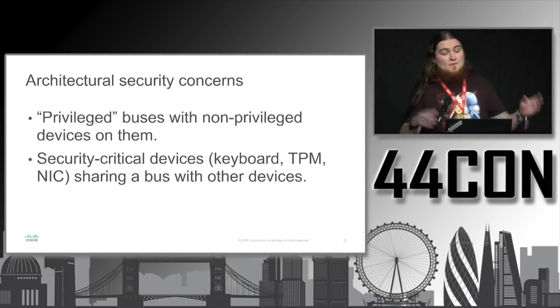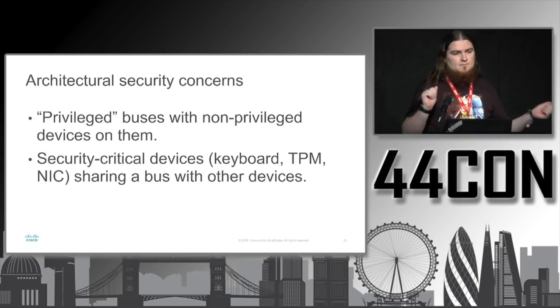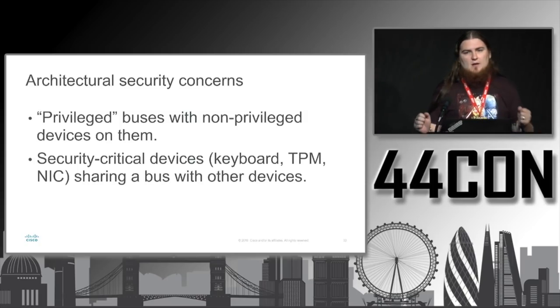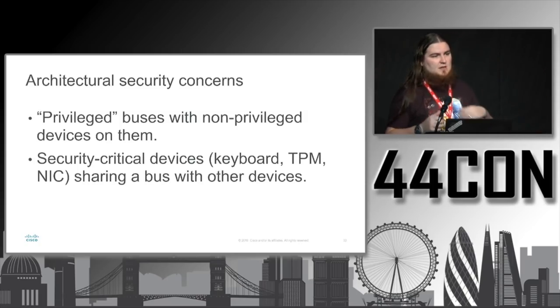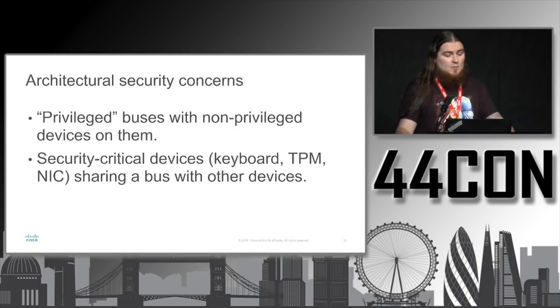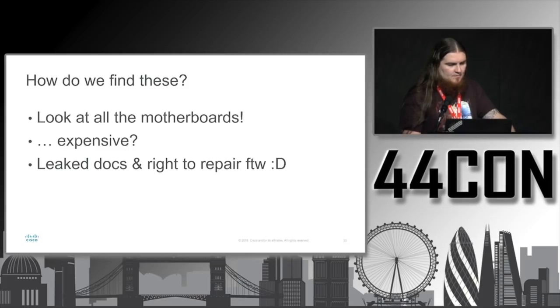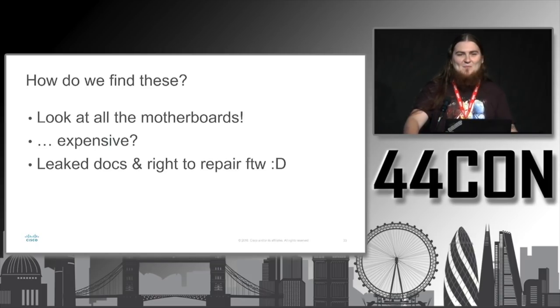So the chipset has a few privileged buses. And they talk to various peripherals for various reasons. These are privileged because you don't want other things interfering with stuff that's on there. So, for example, the keyboard, the TPM, and the NIC, these are quite important devices, and you potentially don't want them sharing a bus with other devices. So how do we find them? You look at all the motherboards. It's expensive to buy every laptop and start tearing it apart manually, and it's also a pain in the ass, so you just use the leaked docs.